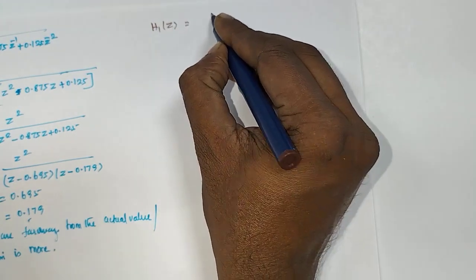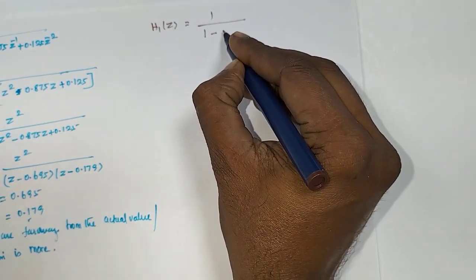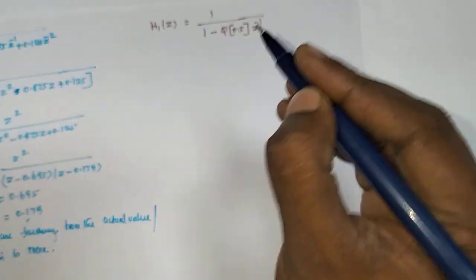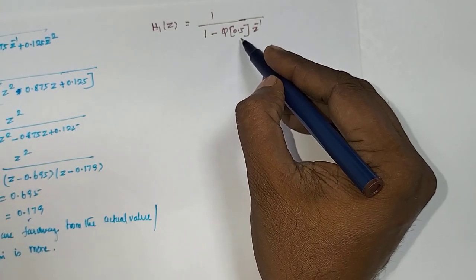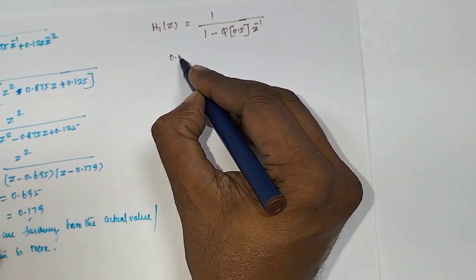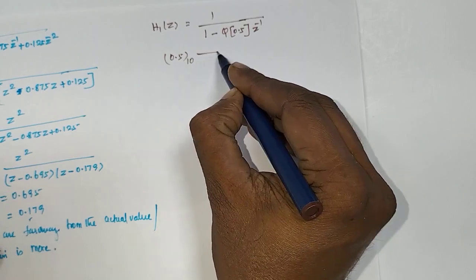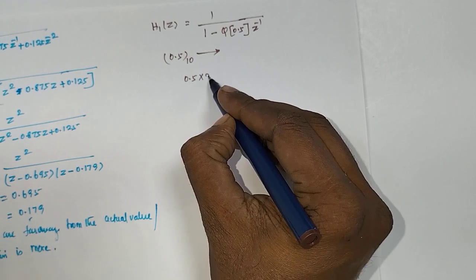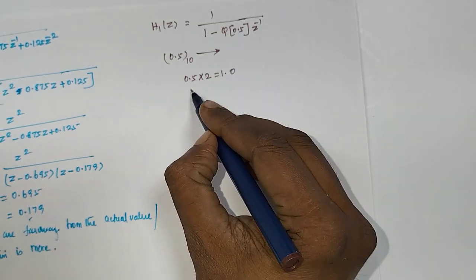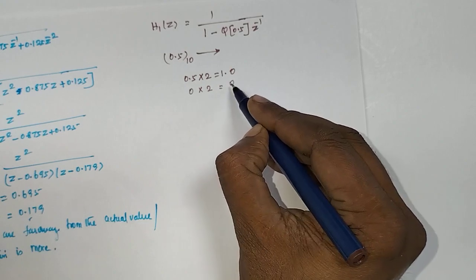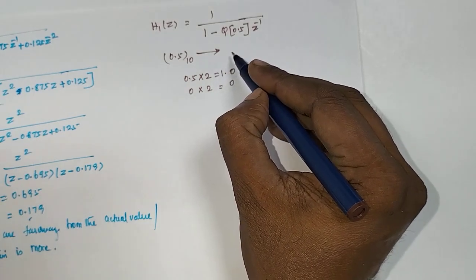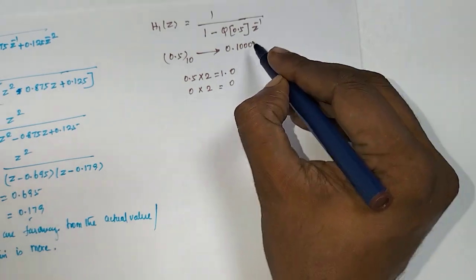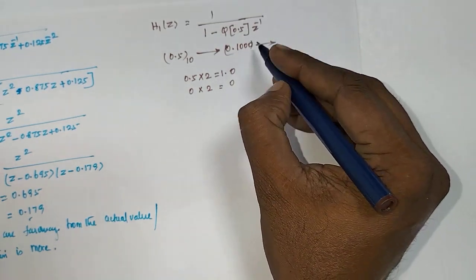That is, for H1 of z is equal to 1 divided by 1 minus the quantization value of 0.5 into z power minus 1. So you have to apply the quantization for 0.5. That is, you just convert the decimal into binary. So how to convert decimal into binary? 0.5 into 2 is 1.0. That is again 0 into 2 is 0. It goes like this. So the conversion is 0.100 like this, and then do the 3-bit truncation.